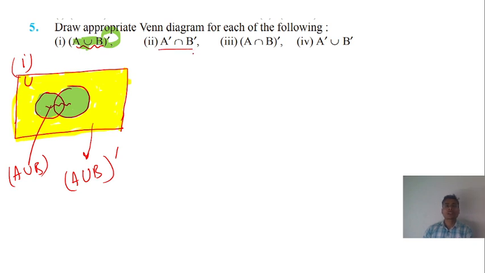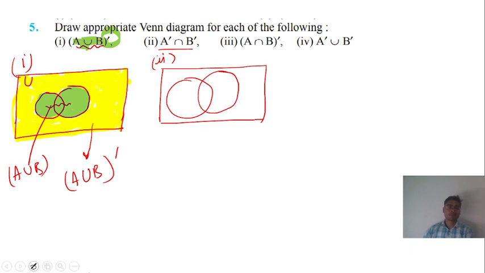They are saying A dash intersection B dash. For doing this second part, we will solve our question stepwise by doing appropriate color coding. If you want to find the A dash set, what is the A dash set? A dash set is all the elements outside of A. Removing all the elements of A from the universal set gives the A dash set.